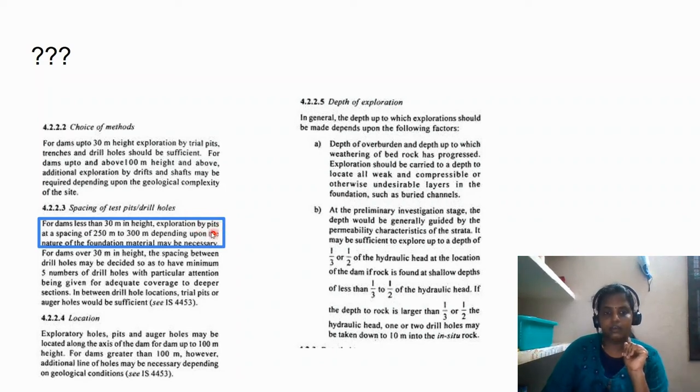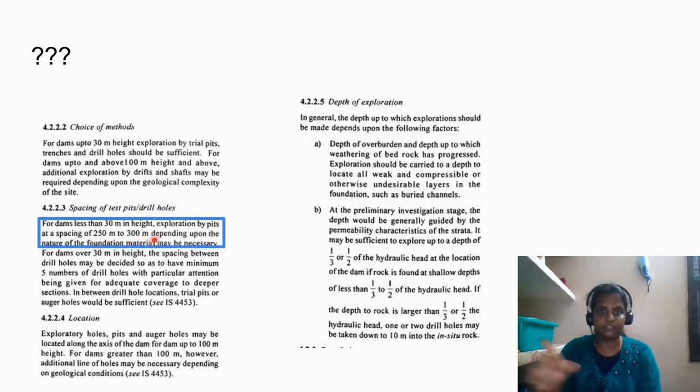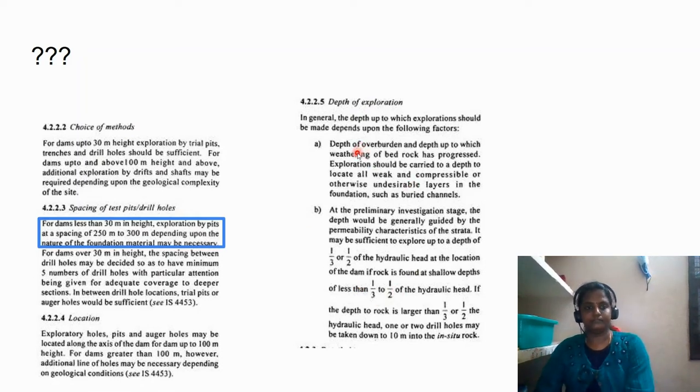Either by pit method, or there are different methods of collection of sample that we'll be seeing. So you have to collect samples at a spacing of 250-meter to 300-meter. So for every 300-meter, you have to collect the sample, depending upon the nature of foundation material, may be necessary. So this is how your guideline will be proposed. You have choice of methods, depth of exploration, all those details will be given in the guideline.